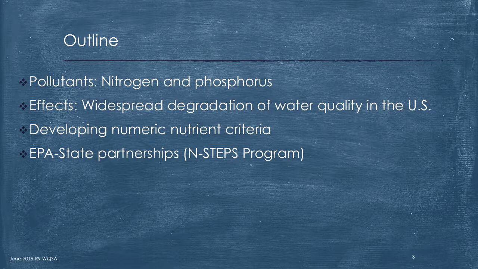Nitrogen and phosphorus are these pollutants. They're having widespread degradation across the United States. We're encouraging states to develop numeric nutrient criteria. And we have this N-STEPS program to help you get there, at least on the technical end.